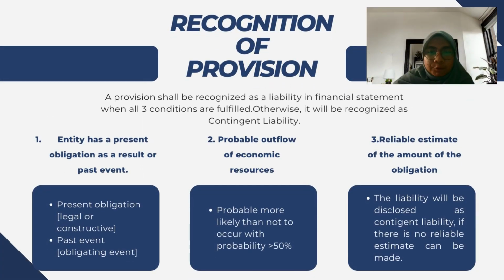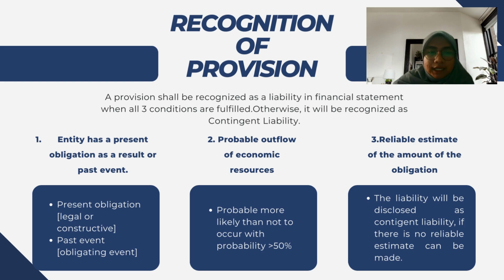Next, we move to the recognition of provision. An entity has to meet all these three conditions in order to recognize a provision. First, the entity has a present obligation, whether legal or constructive, as a result of a past event. In rare cases, for example a lawsuit, it is not clear whether there is a present obligation. In these cases, a past event can give rise to a present obligation if, taking account of all available evidence, it is more likely than not that a present obligation exists at the end of the reporting period. Next, only obligating events, either legal or constructive, will be recognized. Second, there is a probable outflow of resources embodying economic benefits.